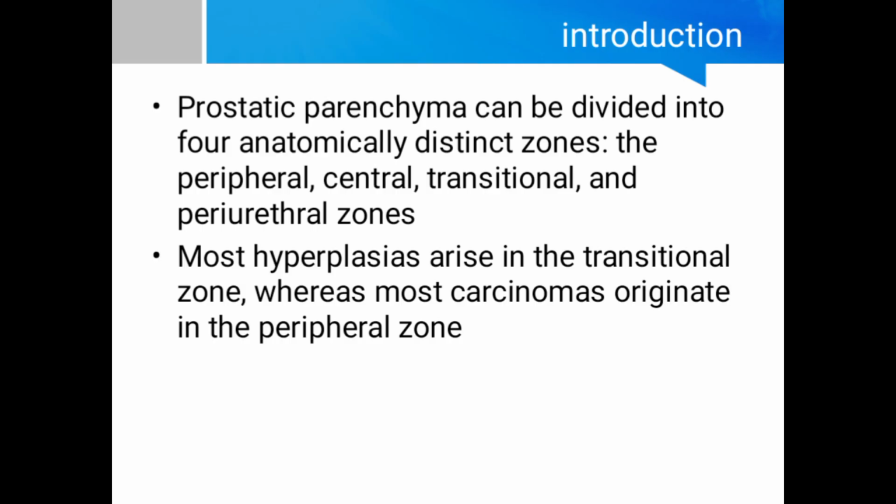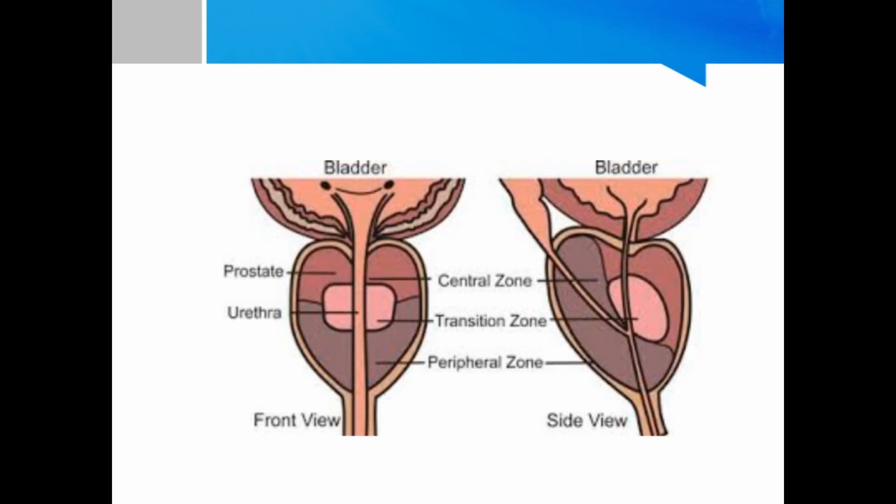Prostatic parenchyma can be divided into four anatomically distinct zones: the peripheral, central, transitional, and periurethral zone. Every zone is characterized by features of specific disease. Most hyperplasia arises in the transitional zone, whereas most carcinomas originate in the peripheral zone. This diagram explains the zones of the prostate.